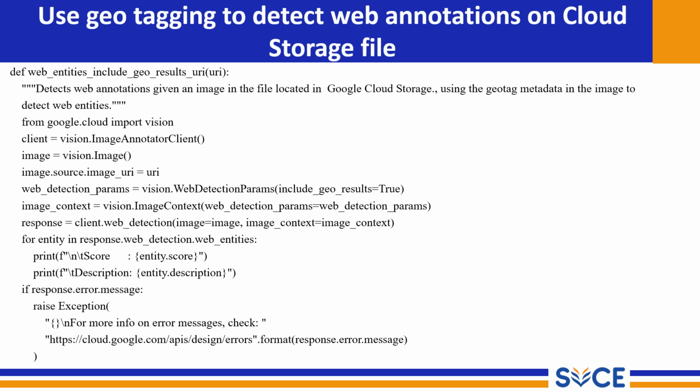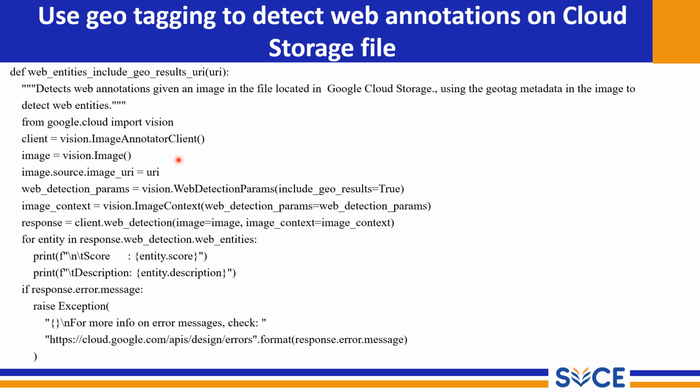This is using geotagging to direct some web annotations on a cloud storage file. Here they have described a simple example for it. I'll just explain the code they have given here. To perform web annotation detection on a file in cloud storage, we have used the geotagging concept here.